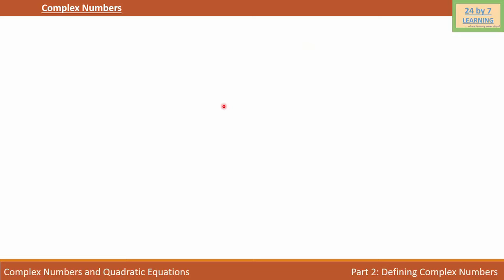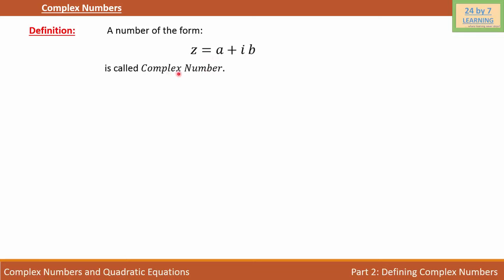Now let's define a complex number. A number of the form z is equal to a plus ib is called a complex number. So basically, if you see a number written in the form z equals a plus ib, then that number is a complex number. I'm going to rewrite z is equal to a plus ib over here. This is the same complex number from here, where a is the real part of the complex number and b is the imaginary part of the complex number.